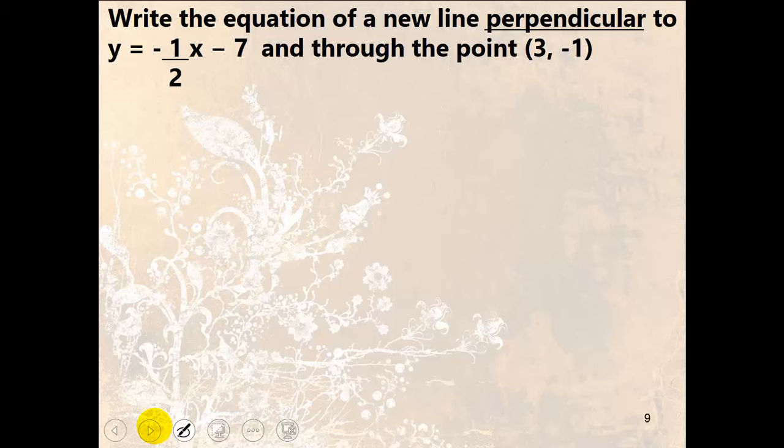So on this one, why don't you go ahead and hit pause, work it out. The video question will be asking you what the equation of the perpendicular line is to y equals negative 1/2 x minus 7, and then we'll come back and check your work.